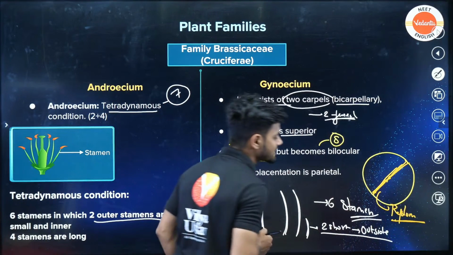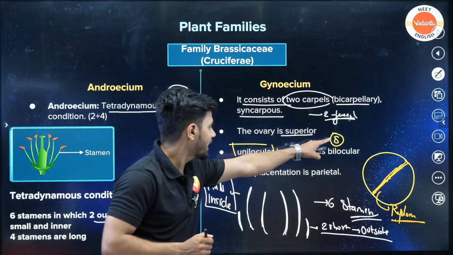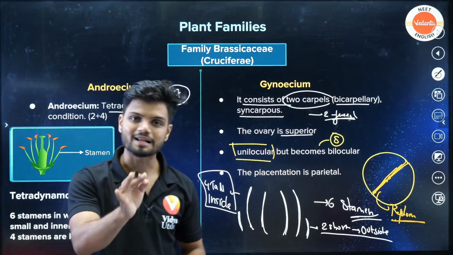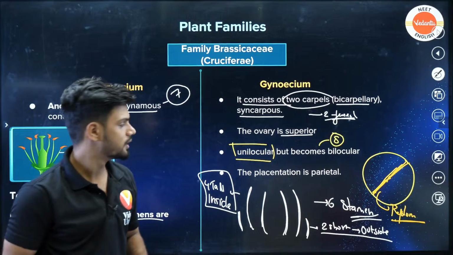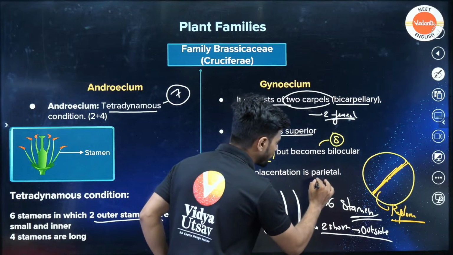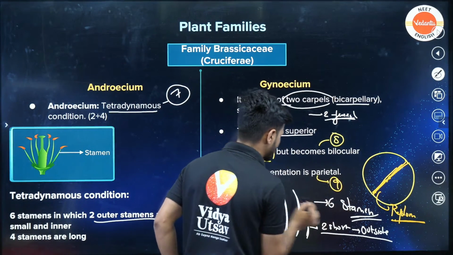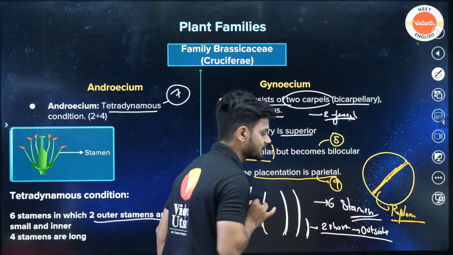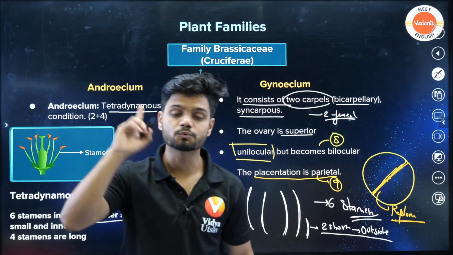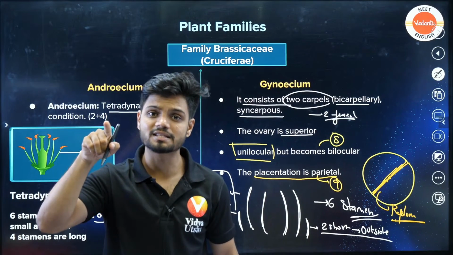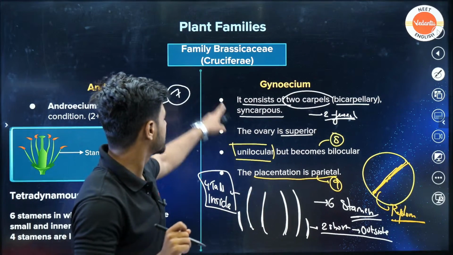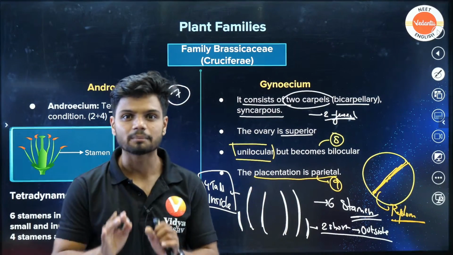False septum called as replum formation. That is your 8th point under your Brassicaceae. Again, the 9th point is going to be your parietal placentation. Remember, the first one was marginal. Then we had axial in your Malvaceae. Now under your Brassicaceae we have parietal placentation.